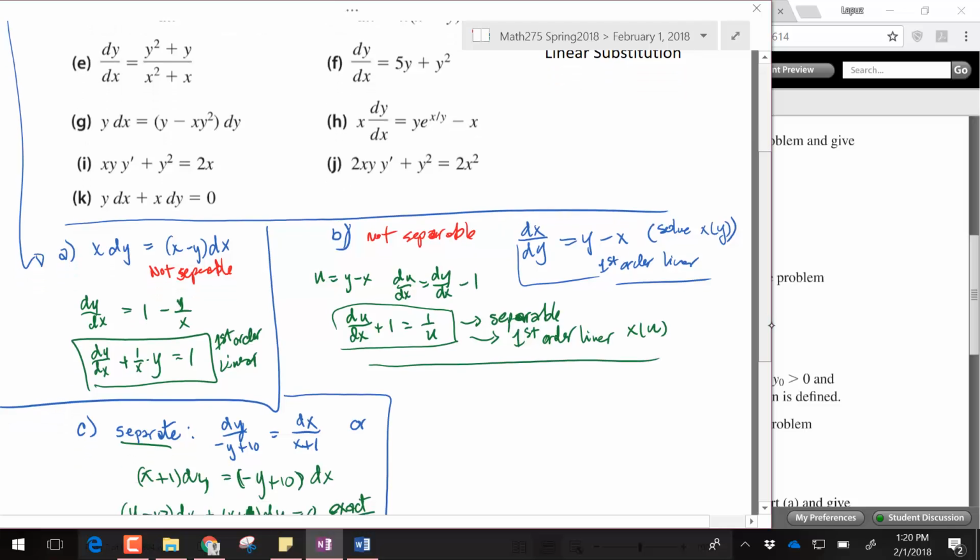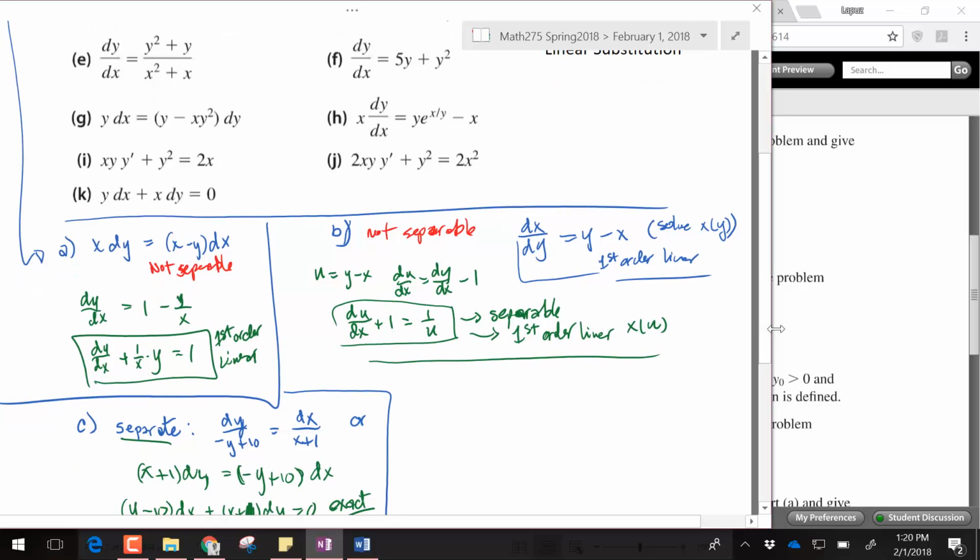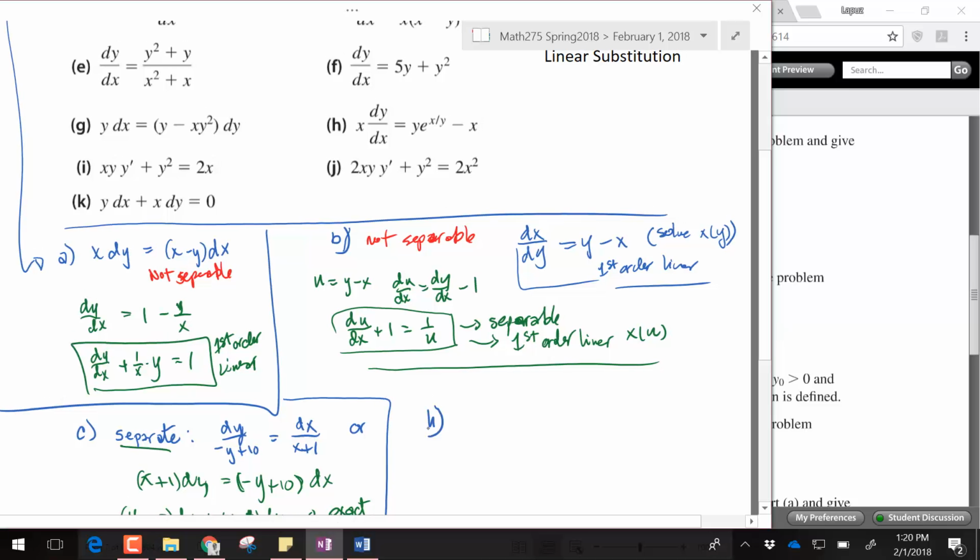Let's skip D. Let's pick a couple more. I was thinking about doing all of them, but that's going to take too much work. Which one do we want to see? H? So let's take a look at H. So this is a little tricky. We got that business over there, x dy/dx is equal to y e to the x over y minus x.